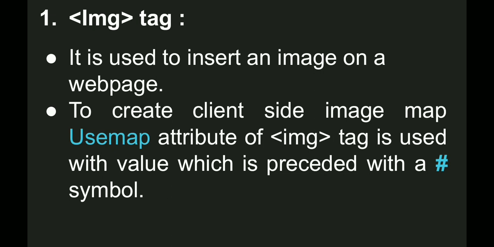Let's start with the image tag. The image tag is used to insert an image on a web page. To create a client-side image map, the useMap attribute of the image tag is used with a value which is preceded by a hash symbol.